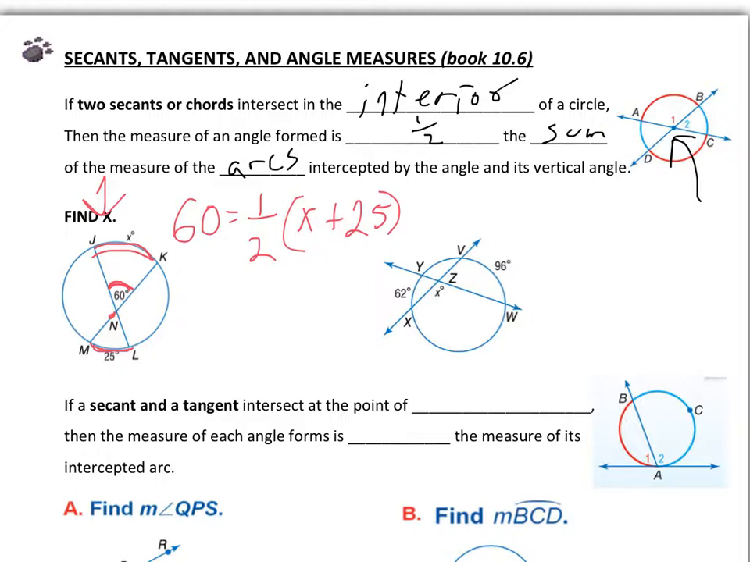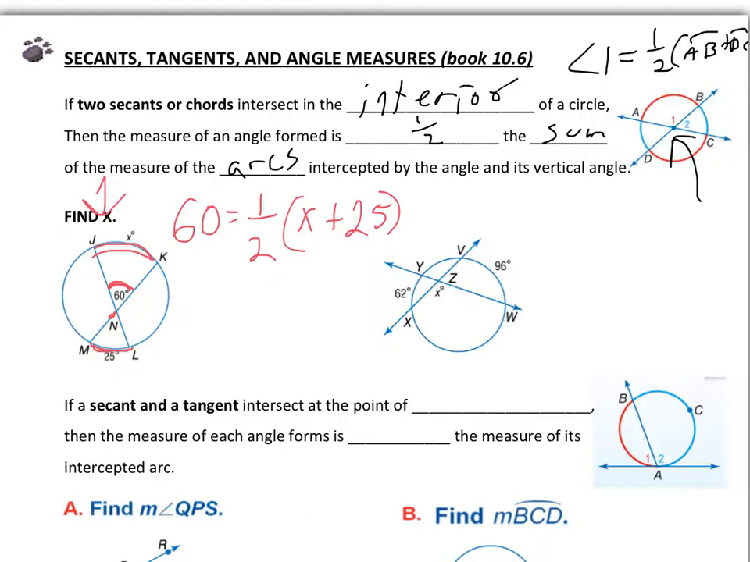And if we wanted to write our formula for that, we would say that angle 1 here is equal to 1/2 times the sum of the two arcs. So AB plus DC. You can read that. AB plus DC. So we see that here.